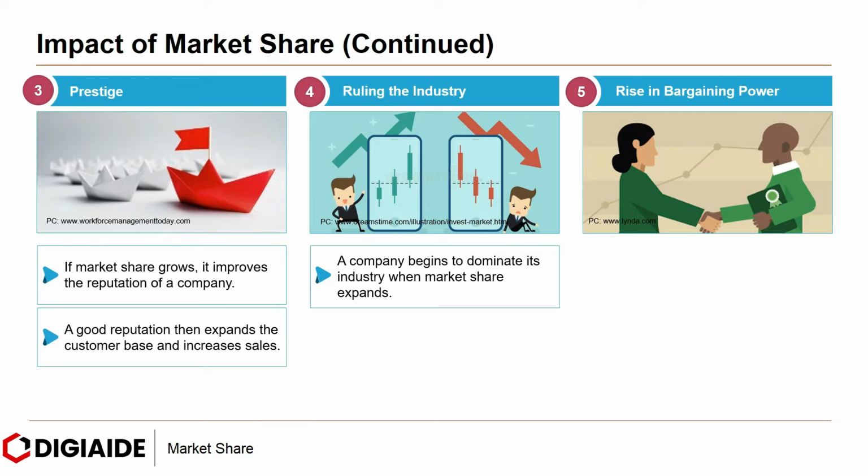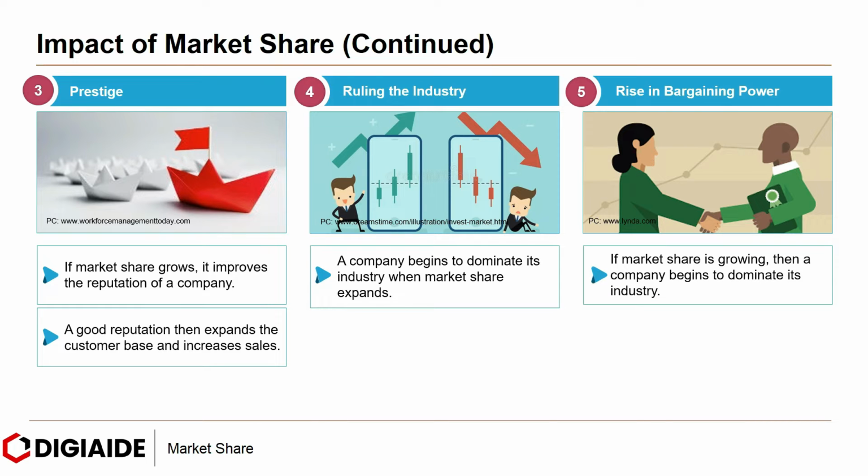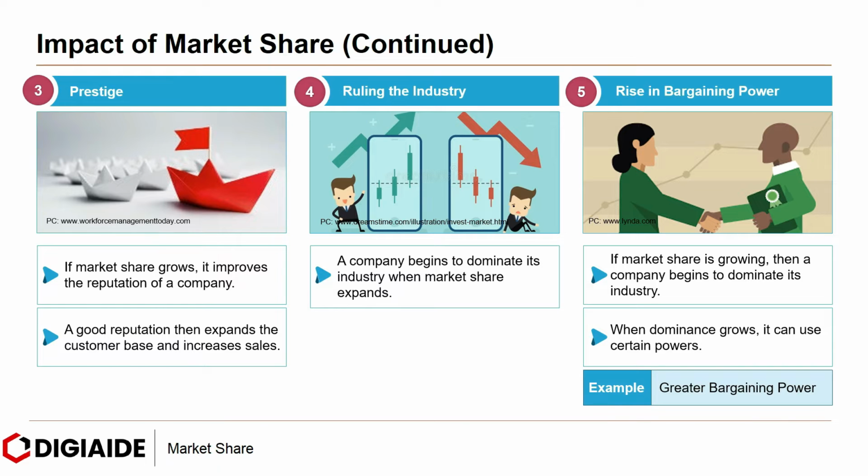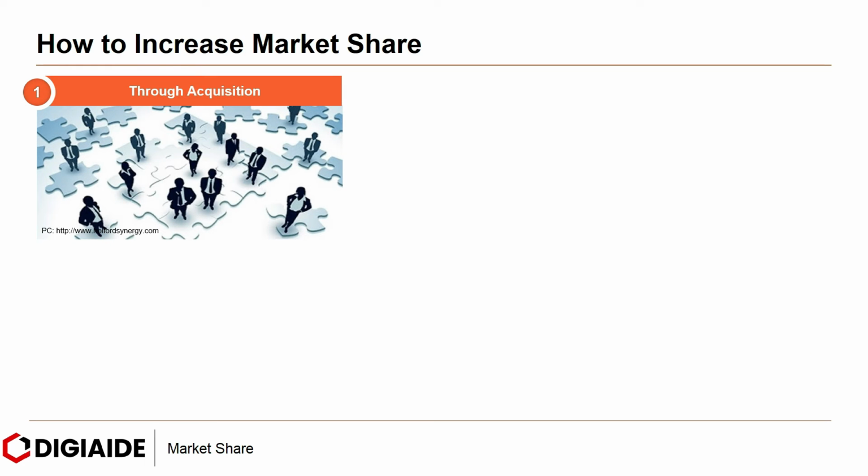Next, rise in bargaining power. If a market share is growing, then the company begins to dominate its industry. When dominance grows, it can use certain powers. Example, great bargaining power. Now let's see how to increase market share.